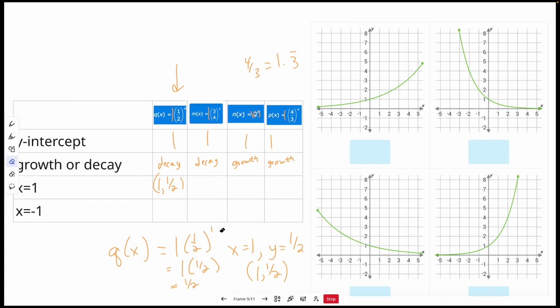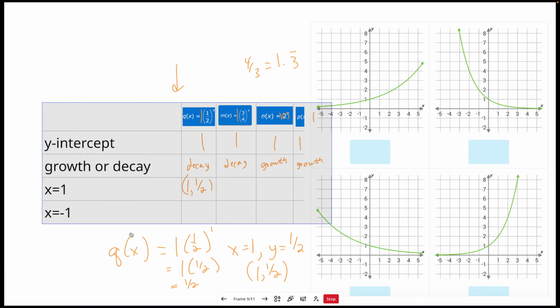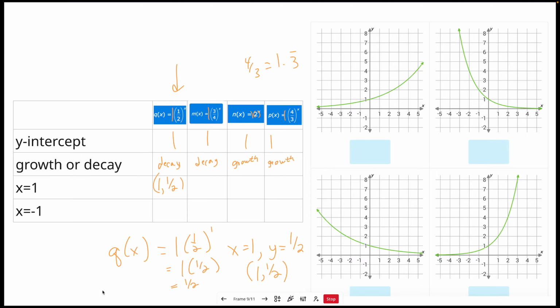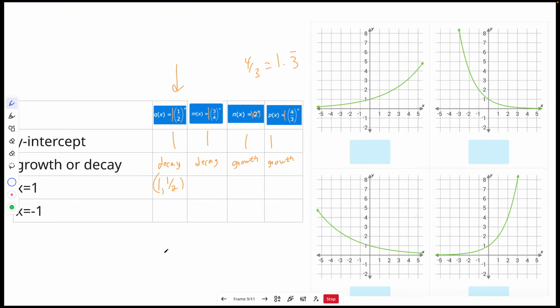And let's do that process for all of them. Okay. So plugging in 1 for m would give me 3/4. Plugging in 1 for n would give me 2, so 1, 2. And plugging in 1 for p would give me 1, 4/3.